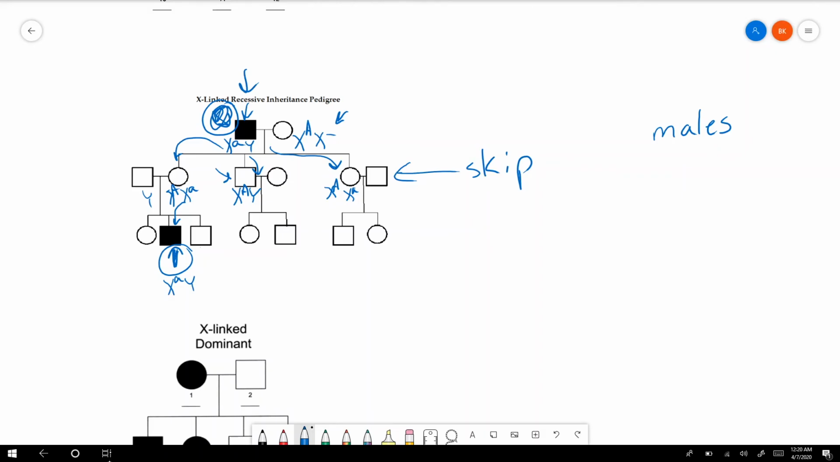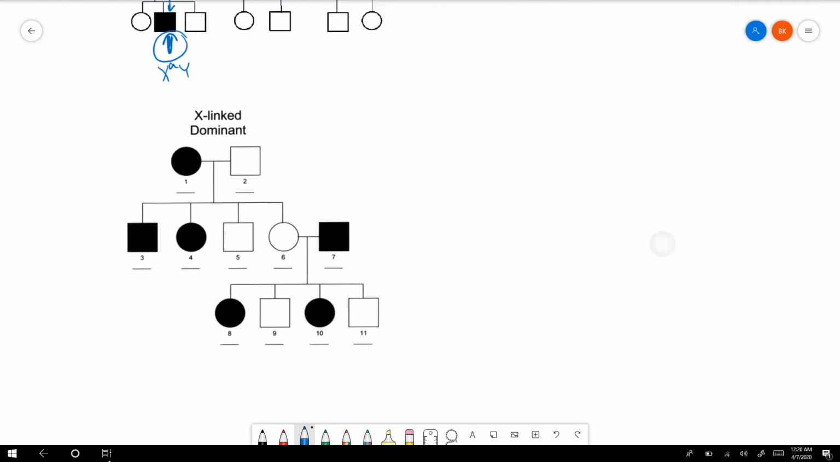And so that leaves us with X-linked dominant. When looking at X-linked dominant, we again see it happening in every generation. We don't see any skips. But what's the key to X-linked dominant? It's going to be more common in females.